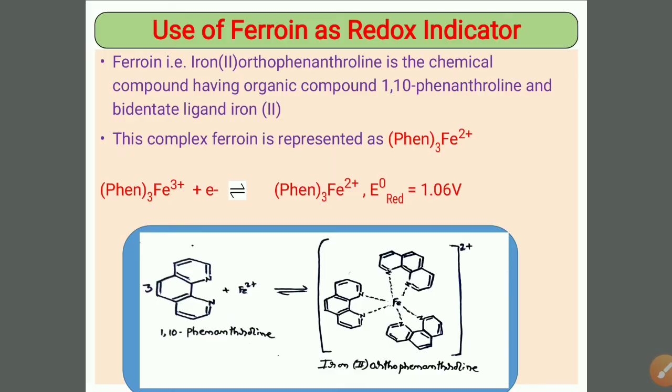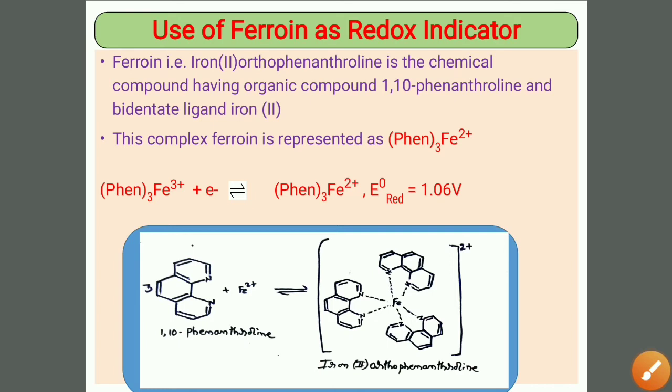Now let's see the use of ferroin as a redox indicator. Ferroin, that is iron(II) orthophenanthroline, is a complex of the organic compound 1,10-phenanthroline, a bidentate ligand, with iron(II). Here the complex ferroin is represented as [Fe(phen)3]2+, three phenanthroline molecules with Fe2+. Now this redox indicator reaction is represented as below.